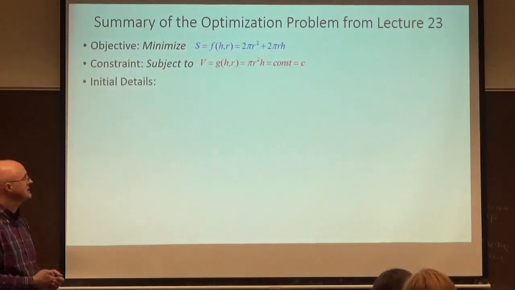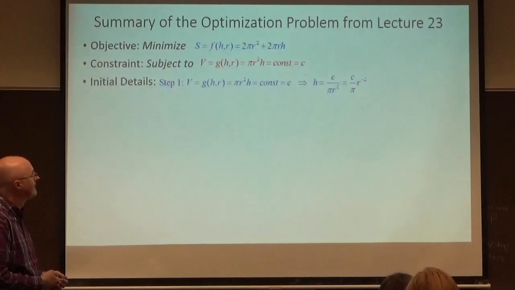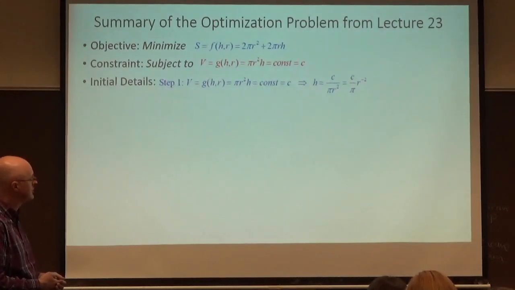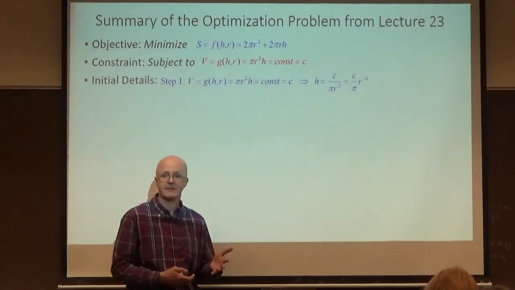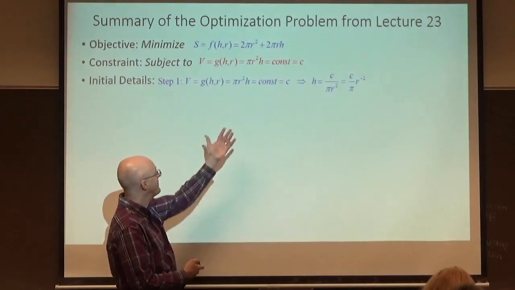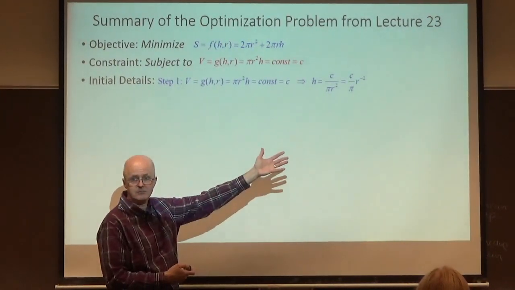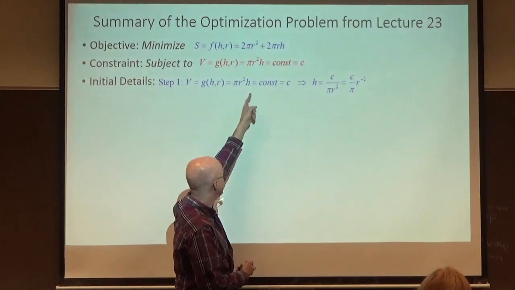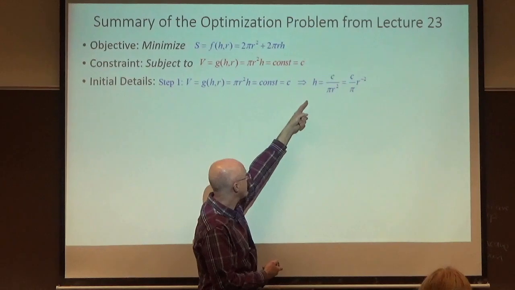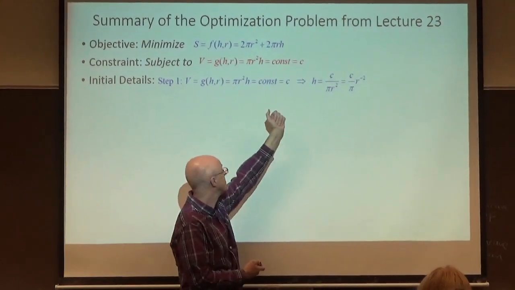Here are the initial details. Step one was to figure out, based on the constraint, how one variable depends on the other. I figured out how h depended on r. Right? I took the constraint equation, of this thing equals a constant, and solved for h just by dividing both sides by pi r squared.